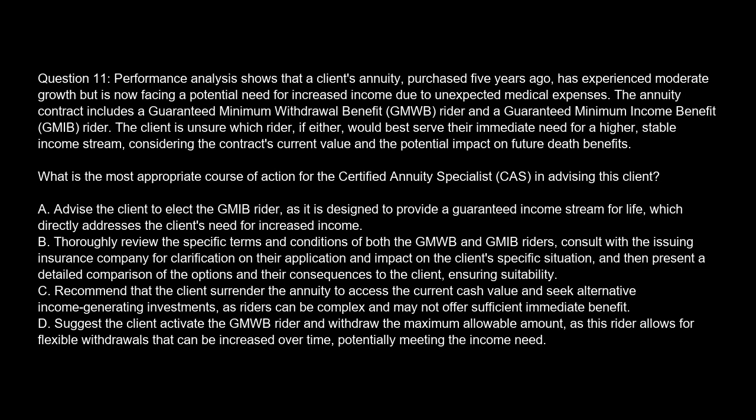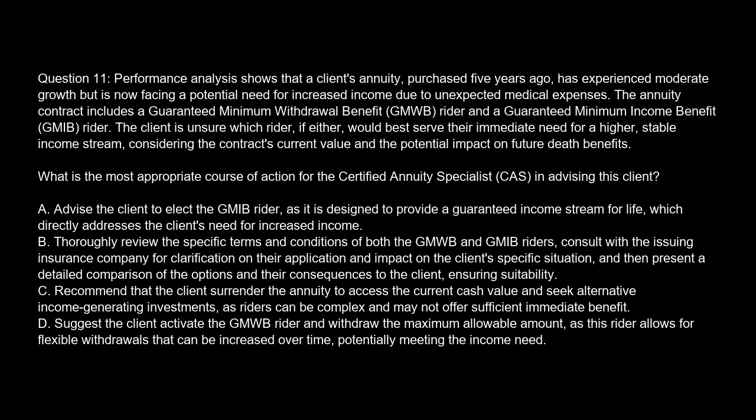Question 11. Performance analysis shows that a client's annuity, purchased 5 years ago, has experienced moderate growth, but is now facing a potential need for increased income due to unexpected medical expenses. The annuity contract includes a guaranteed minimum withdrawal benefit, GMWB rider, and a guaranteed minimum income benefit, GMIB rider. The client is unsure which rider, if either, would best serve their immediate need for a higher, stable income stream, considering the contract's current value and the potential impact on future death benefits. What is the most appropriate course of action for the certified annuity specialist, CAS, in advising this client?